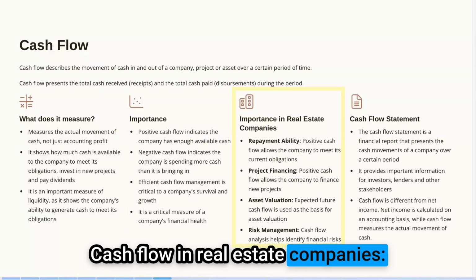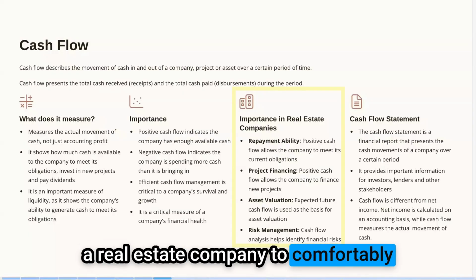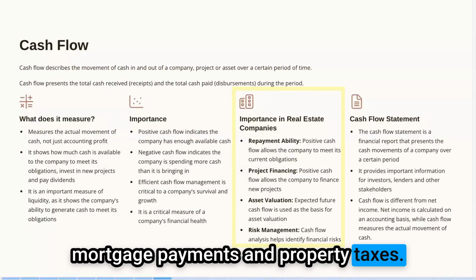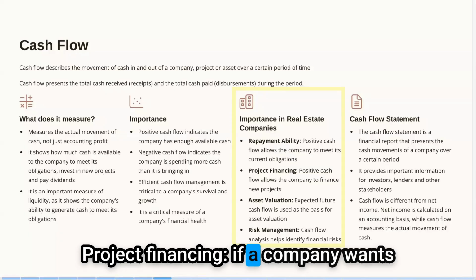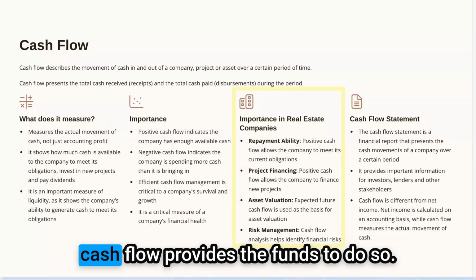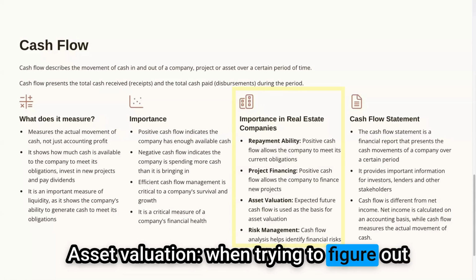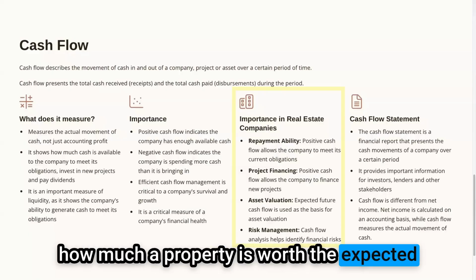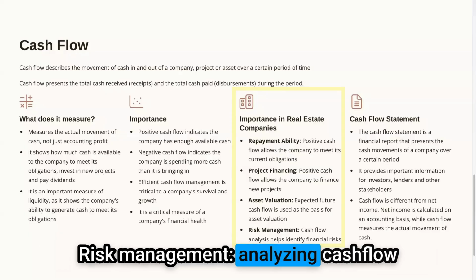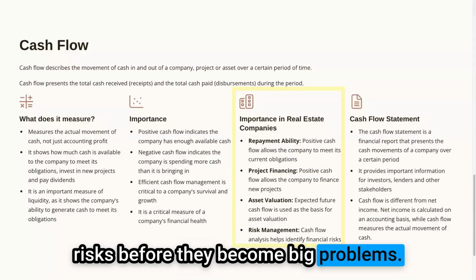Cash flow in real estate companies. Repayment ability: positive cash flow allows a real estate company to comfortably meet its current obligations, like mortgage payments and property taxes. Project financing: if a company wants to build a new shopping center or renovate an apartment complex, positive cash flow provides the funds to do so. Asset valuation: when trying to figure out how much a property is worth, the expected future cash flow it can generate is a key factor. Risk management: analyzing cash flow helps a company spot potential financial risks before they become big problems.